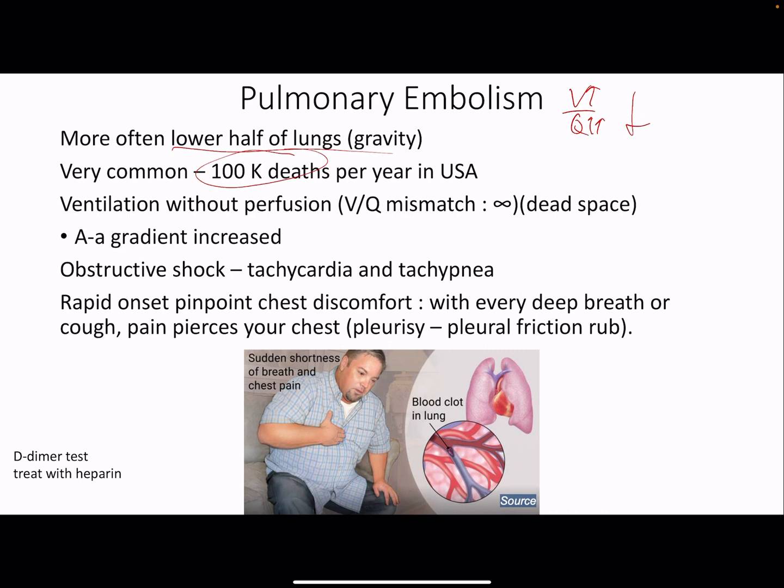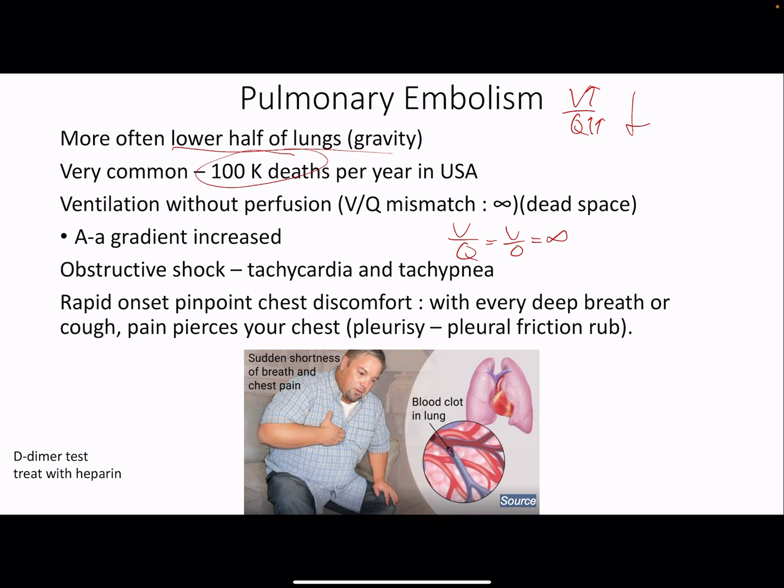So this can be defined as ventilation without perfusion. So if I have some perfusion, but my flow is 0 with a pulmonary embolism, anything over 0 is effectively infinite. This is a VQ ratio of infinity. This is known as the dead space. This increases the AA gradient. This can be considered a type of obstructive shock.